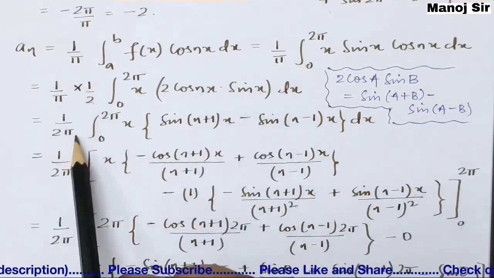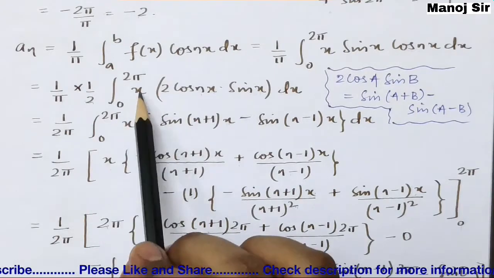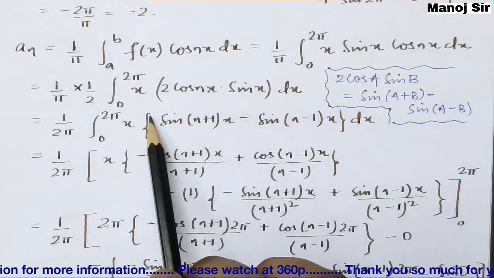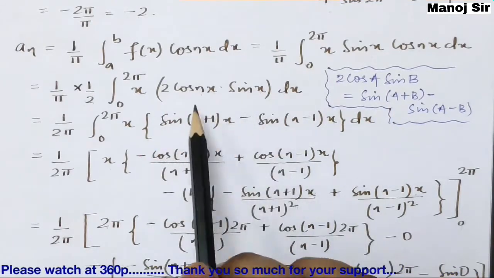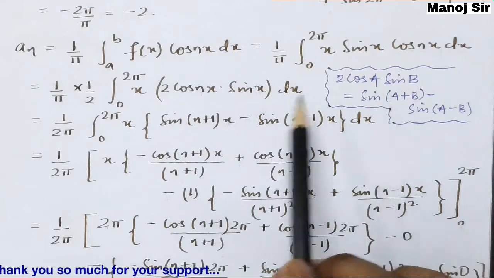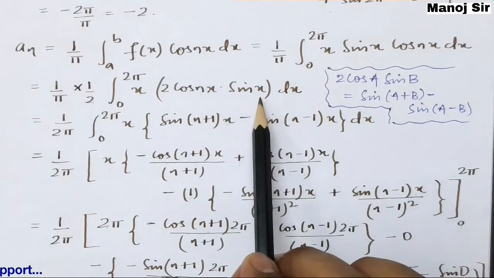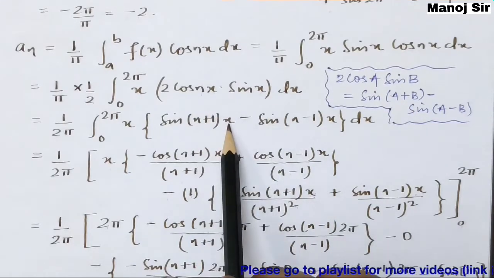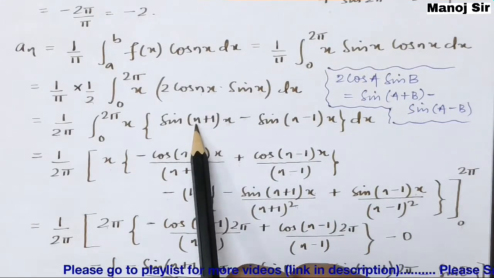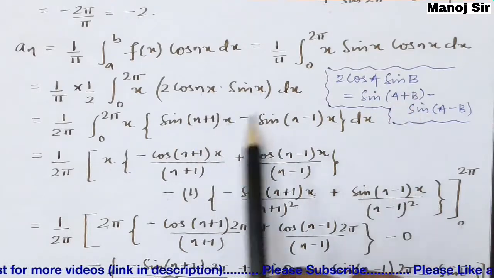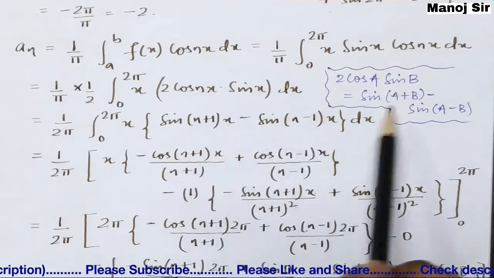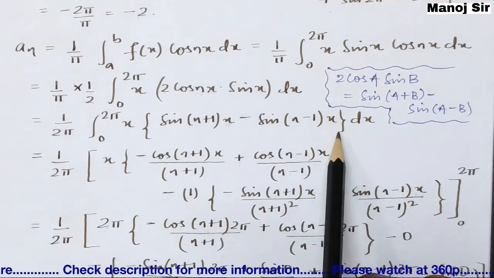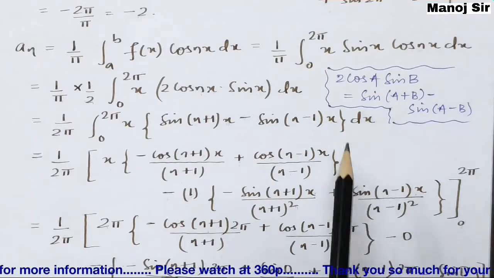So this is going to be 1 upon 2 pi integration of 0 to 2 pi. Here we have x. Now we can apply this formula here. We are using this curly bracket. So what is a? That is nx. What is b? That is x. So a plus b means nx plus x. We can take common x. So this is going to be n plus 1. So the first term would be sine of n plus 1 into x minus sine of n minus 1 into x. Then close this curly bracket, then write dx.